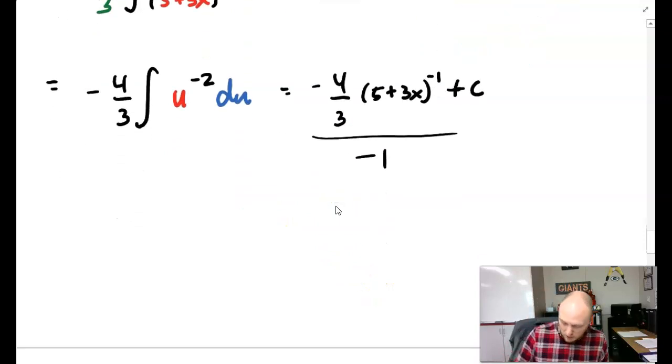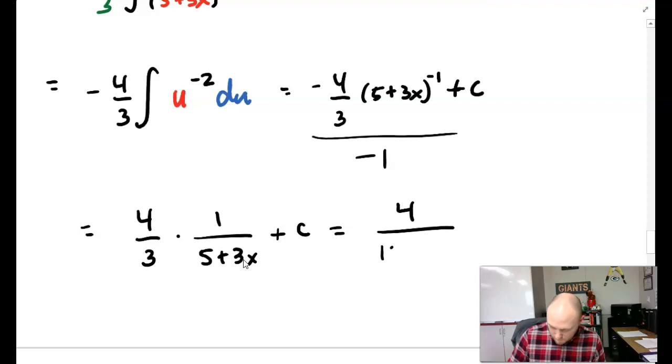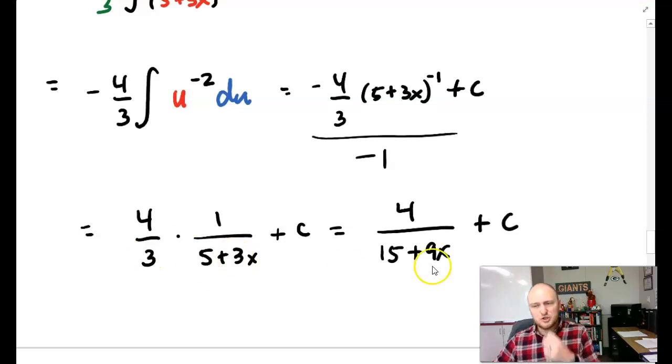You agree a negative times a negative is a positive. So we get a positive 4/3 times 1 over 5 plus 3x to the first power, which is just that, plus a constant. So this equals 4 over 15 plus 9x, plus a constant. I just distributed that in, and there you go.